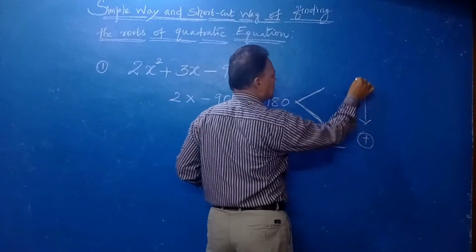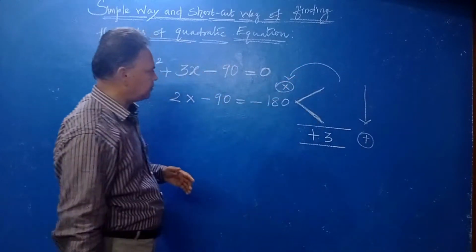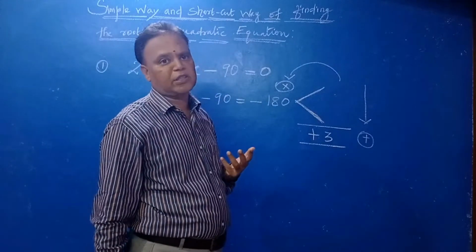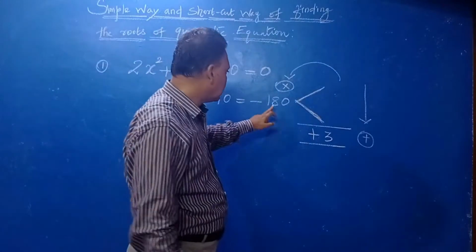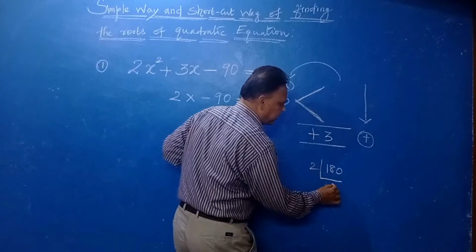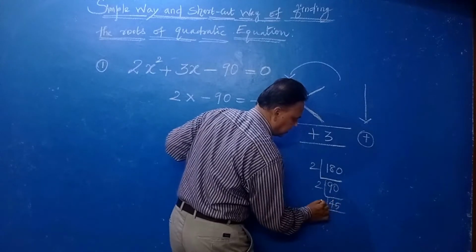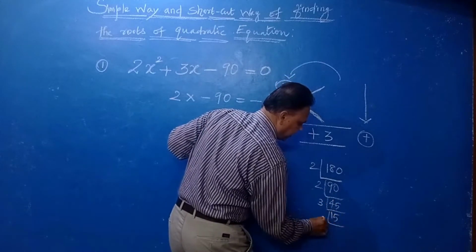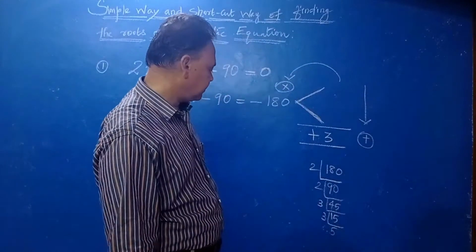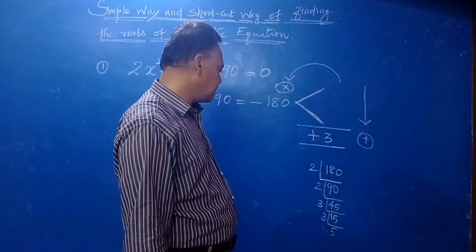Clear? Such factors you have to find. What are the factors? For 180, you cannot find the factors immediately. That's why you do it this way. 180 divided by 2 is 90. Again divide by 2, that is 45. Again divide by 3, that is 15. Again divide by 5. Up to the last prime number you have to divide. Better use the prime factorization method. That will be easy.